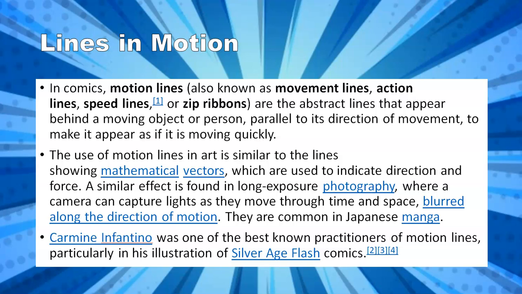If we start way back in the history of motion lines, you're going to look at comic books. They have things called movement lines, action lines, speed lines, zip ribbons, which I think is probably the best name for it. These are lines that come out from an object that make it look like it is going somewhere.